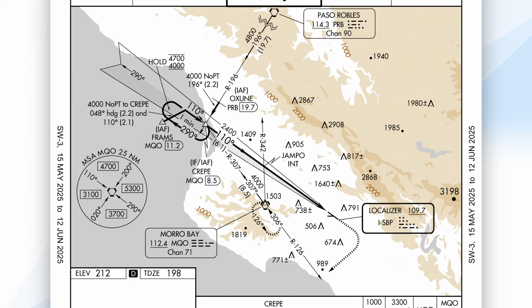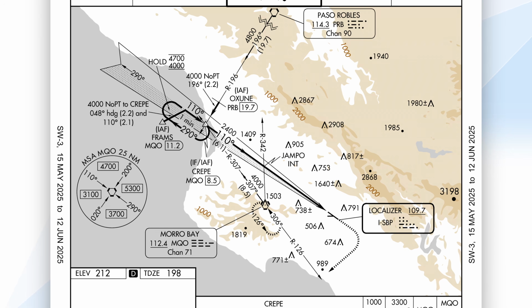We are expecting vectors to the final approach course today, which will most likely intercept in between Creep and Jampo. However, I do have the full procedure loaded into the RNAV flight plan, starting with the Paso Robles VOR and the feeder route that takes us to the Oxun initial approach fix. We'll slow to our initial approach speed of 120 knots indicated and flaps clean on our base vector, or if they don't give us one, on our intercept vector for our final approach course.